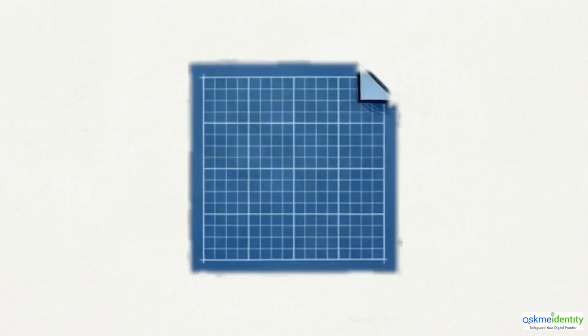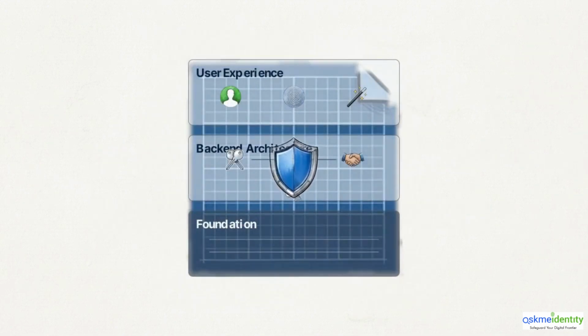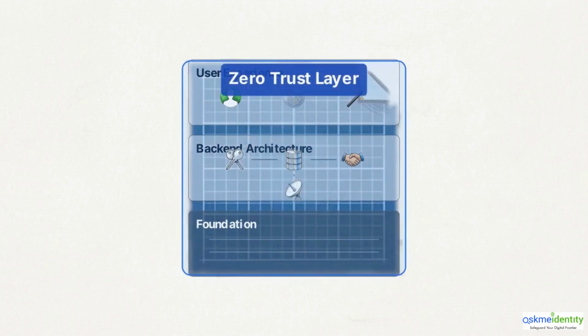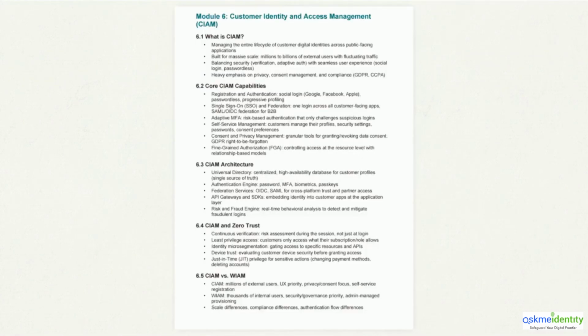The final step is overlaying zero trust rules across the entire architecture. This approach assumes a breach is always possible. This requires continuous verification, where risk is assessed throughout the entire user session, not just at the initial login. Section 6.4 highlights a vital tool for this: just-in-time privilege. This allows for specific security gating during sensitive actions.